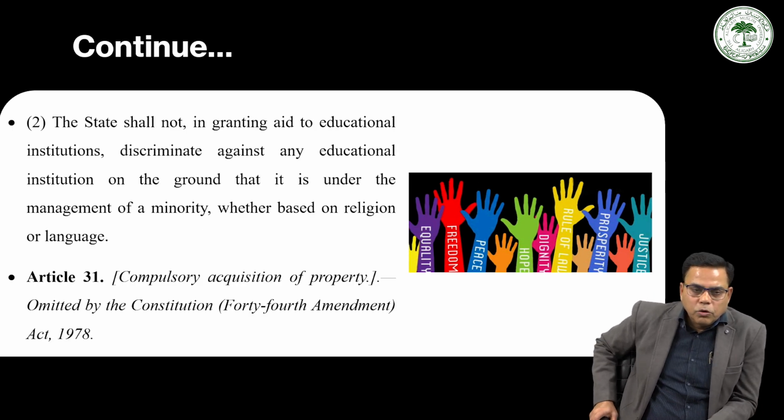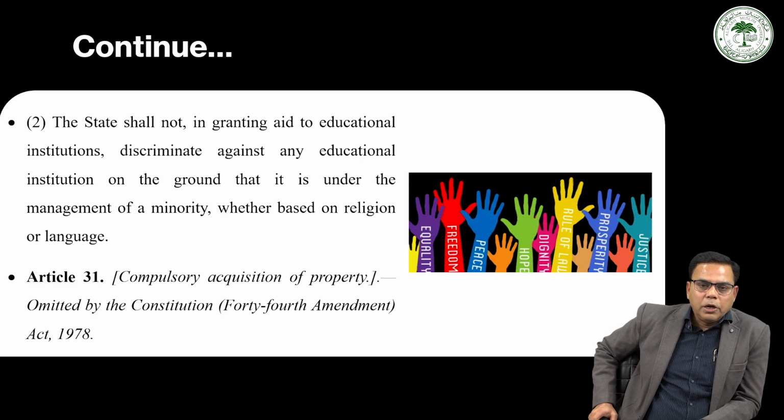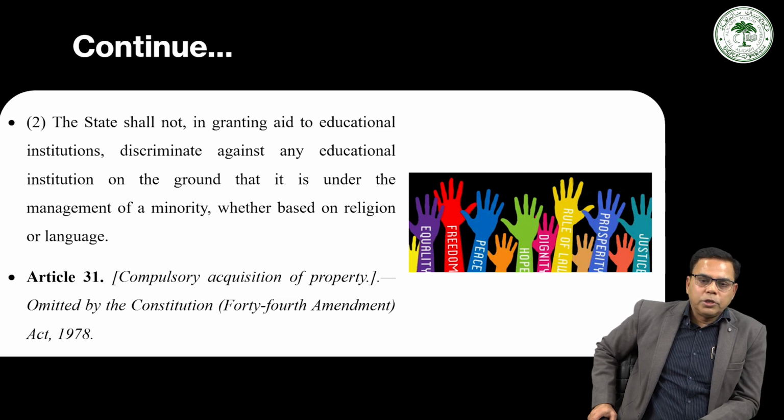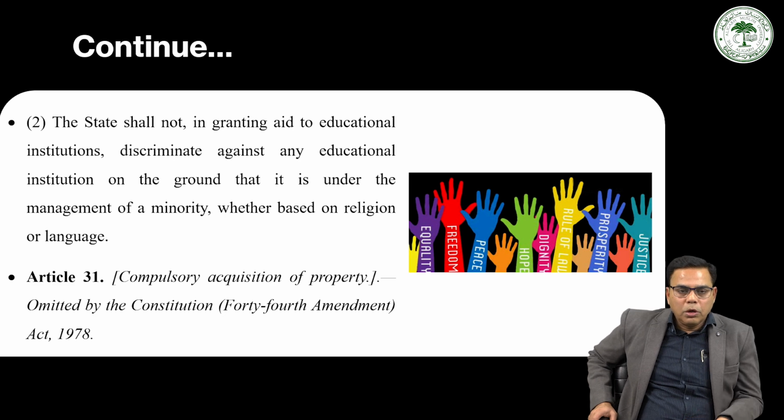Then you will find Article 30, clause 2. The state shall not, in granting aid to educational institutions, discriminate against any educational institution on the ground that it is under the management of a minority, whether based on religion or language. So not only do linguistic and religious minorities have a right to establish and administer educational institutions of their choice, but the right to receive aid from the state is also their right. The state shall not discriminate against any educational institution on the ground that it is under the management of a minority, whether based on religion or language.